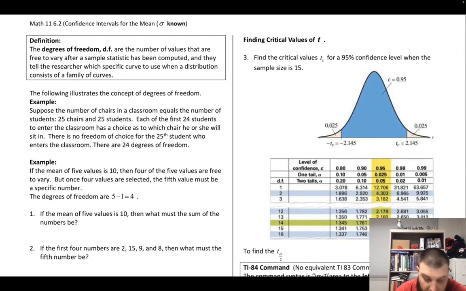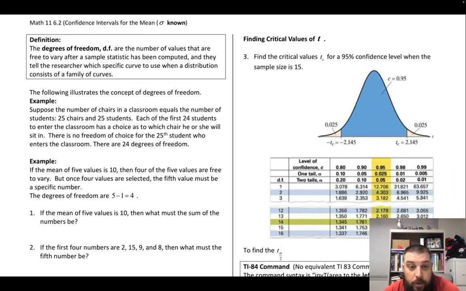All right, so let's define this more. Degrees of freedom are the number of values that are free to vary after a sample statistic has been computed. And they tell the researcher which specific curve to use when a distribution consists of a family of curves. So let's look at an example here.